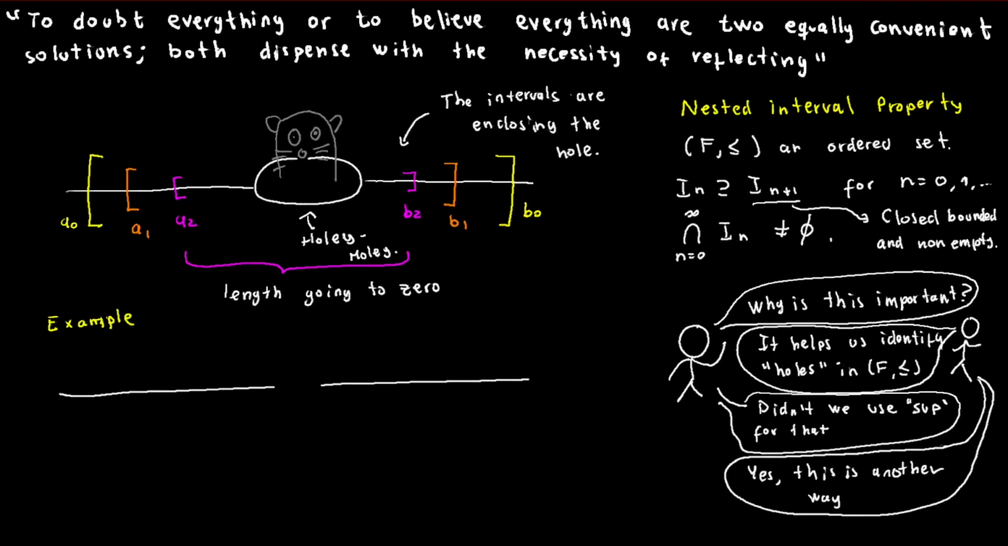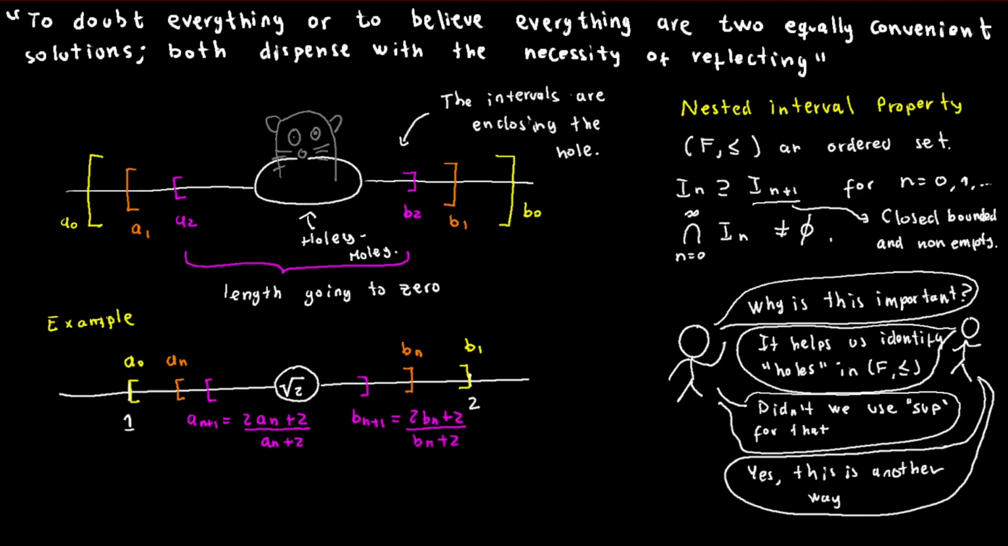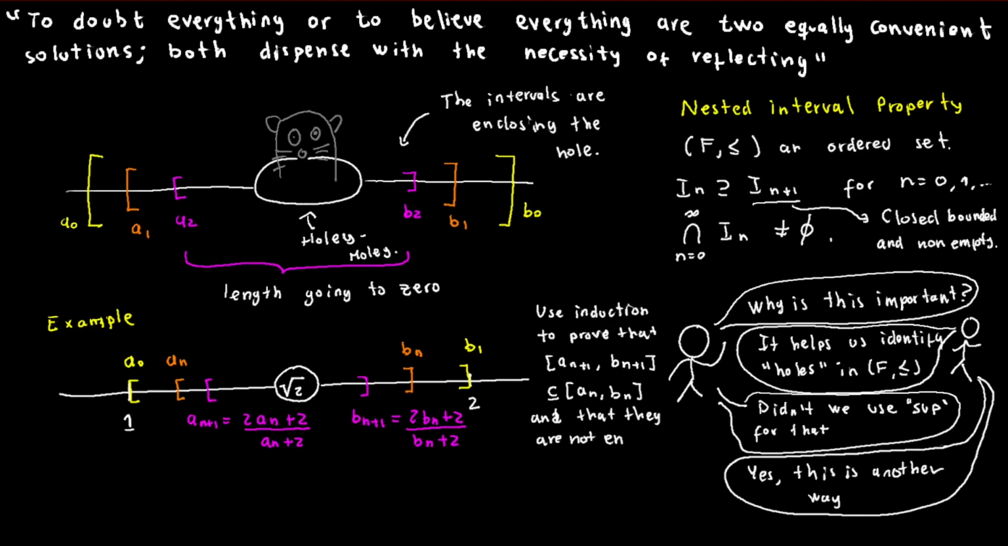To kick things off, let's set the first interval, I0, to the closed interval between 1 and 2. Now, let's use a bit of mathematical magic to construct the next interval I_{n+1}, based on the previous interval I_n, using the formula (2a_n + 2)/(a_n + 2) and (2b_n + 2)/(b_n + 2), where a_n and b_n are the endpoints of I_n. Through the principle of induction, we can prove that these intervals are not only nested, but also not empty.